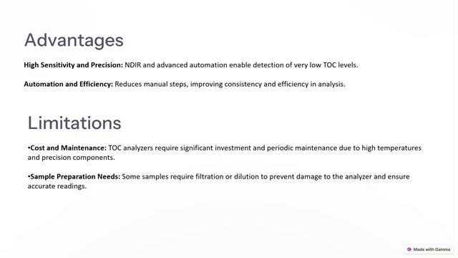In the last slide, we have advantages and limitations. While TOC analyzers are incredibly powerful tools, they do have certain limitations. In advantages, we have high sensitivity and accuracy, with detection limits as low as parts per billion (ppb). And automation also reduces manual errors and increases the overall efficiency.